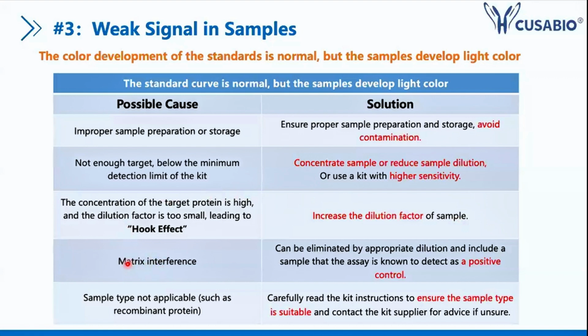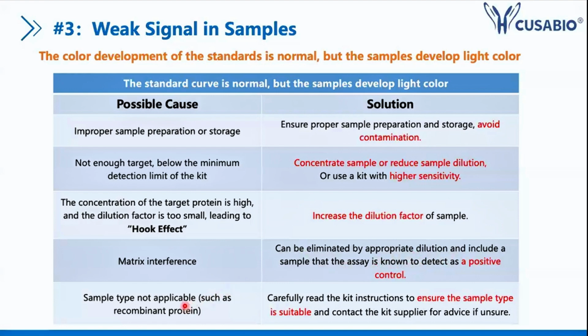Next, the two possible reasons are also related to the sample. One thing I want to remind you about is matrix interference. Matrix interference comes from the extra elements in the samples. The samples may have proteins or lipids, and they may disrupt the binding between the target analyte and antibody. The solution for matrix interference is to perform appropriate dilution to decrease that noise. And also you can use a positive control in your assay to help you get the real data.